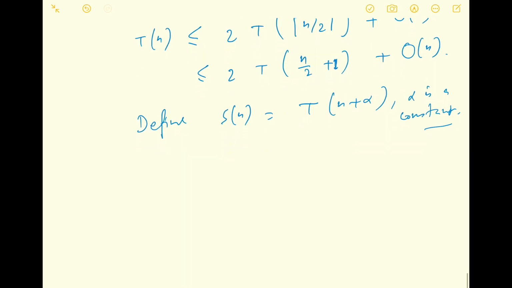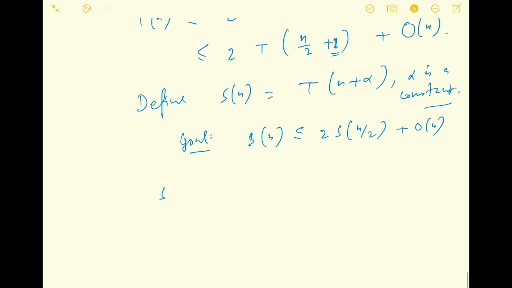Okay, so we'll choose the value of alpha. What is our goal? The goal is to choose alpha in such a way that Sn satisfies this recurrence relation: we should be able to write Sn equal to 2 S(n/2) plus O of n. So our goal is to get rid of this annoying one here.